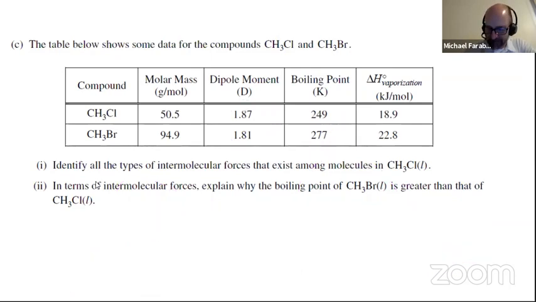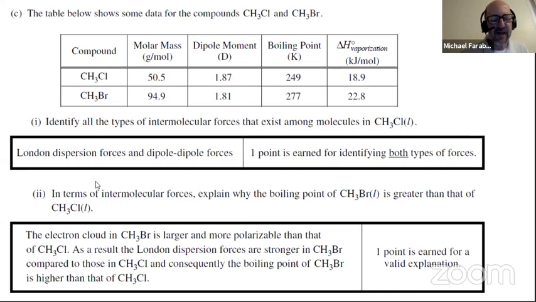All right, so identify all types of IMFs. Because these are polar molecules, they experience both LDFs and dipole-dipole forces. And why is the boiling point of CH3Br greater than that of CH3Cl? It's because the electron cloud in CH3Br is larger and more polarizable than that of CH3Cl. So the London dispersion forces are stronger in the bromine compound than they are in the chlorine compound. So you couldn't talk about polarity there. And again, you've got the numbers right in front of you. It's not about one molecule being more polar than the other. It's about the size of the electron cloud.